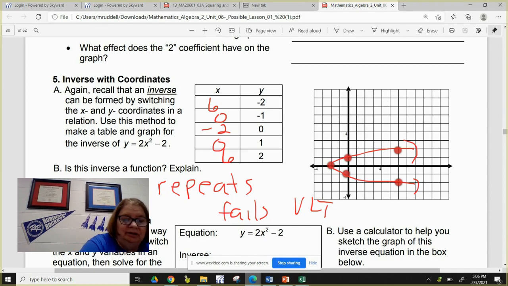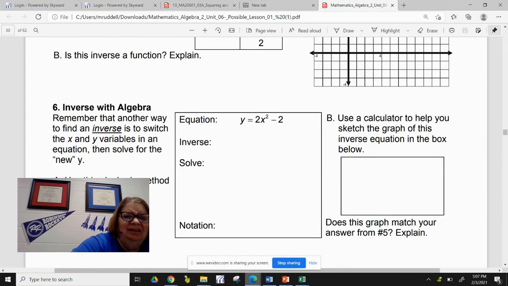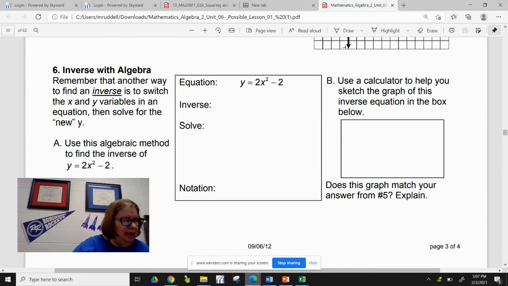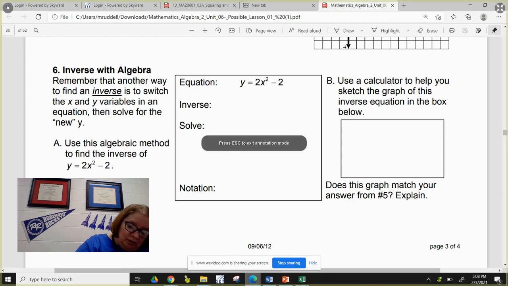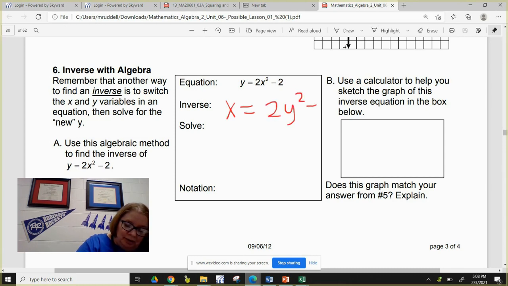All right. Next. Inverse with algebra. So with algebra, we're going to switch the x and the y, and we're going to solve for y. Remember, there are 2 steps to that. You cannot just switch the x and y and be done. You have to switch the x and y, then solve. So when we switch it, we have x equals 2y squared minus 2. Now we have to get the y by itself.